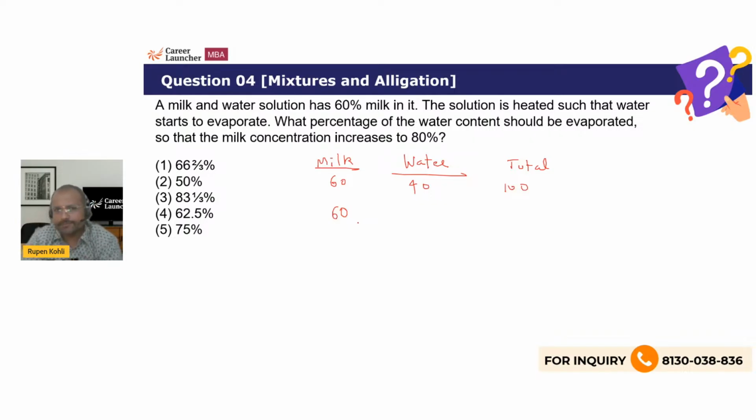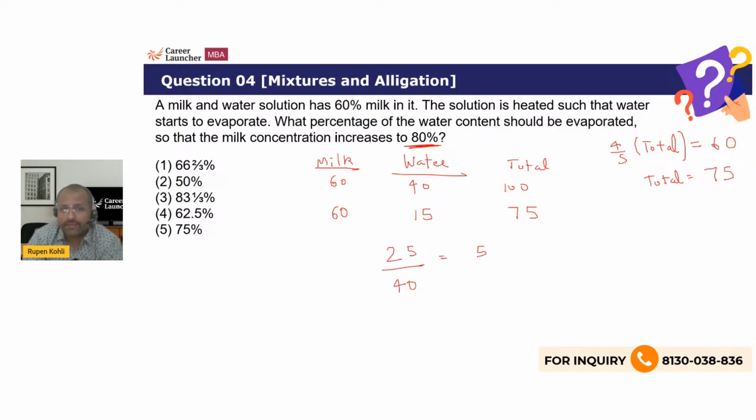Milk is not going anywhere. Means water is going somewhere. It is evaporating. Means the quantity of milk, which was 60, will continue to remain 60. That 60 is now 80%, or 80% is 4/5 of the total volume. So the 4/5 of the new total volume is 60. So the total volume is what? 60 into 5 by 4, which is 75. So if the total volume is 75, it means that water is now only 15. So water is decreasing from 40 to 15. How much percentage of the water content has evaporated? 25 on 40, which is 5 on 8, which is 62.5%.